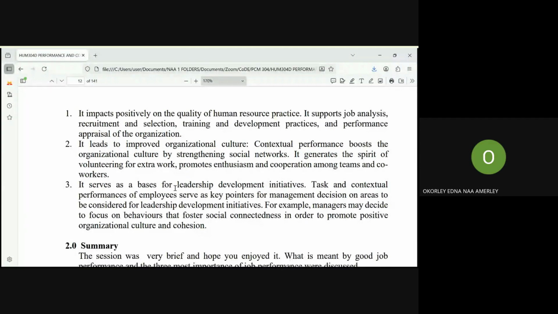It impacts on the quality of human resource practice, and it supports job analysis, recruitment, and selection. It tells you when you have people who are engaging in good job performance, then it means that your human resource management practices are of quality. It means the people you are recruiting into the organization and selecting them to come and do the job, training them and developing them, they are using it. It's working for you.